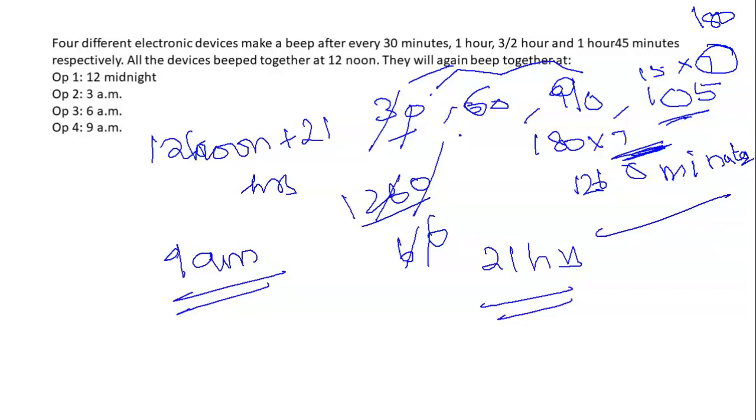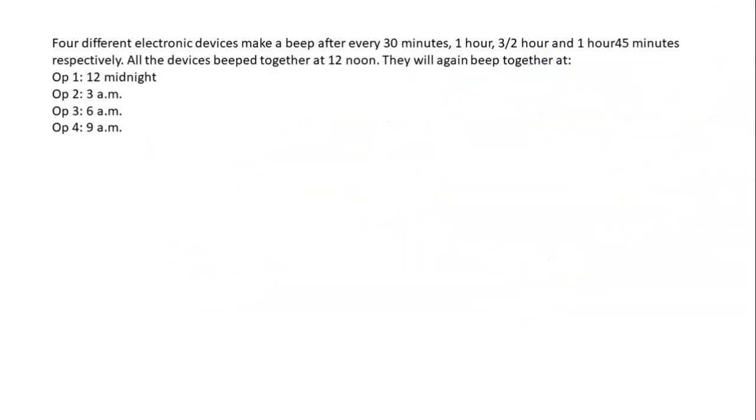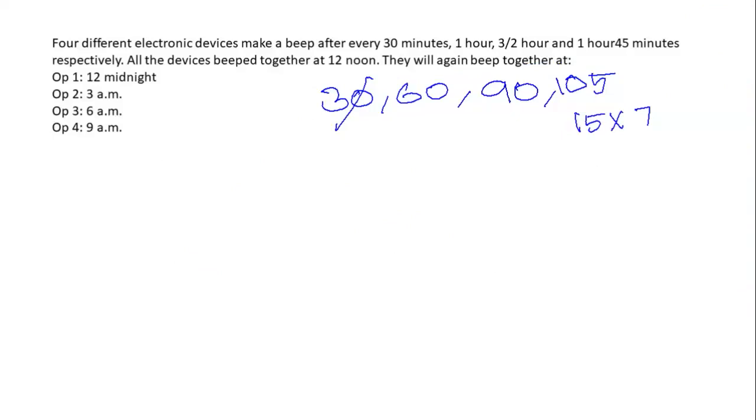See, what I'm telling you here is 30 minutes, 60 minutes, 90 minutes, 105. Okay, that is what is given. So 30, 60, 90, 105. We know 30 is already present in 60 and 90, so we can drop it. 105 can be written as 15 into 7. The other number is 15, common, so we can drop that itself. I'm not bothered about this 15, but I'm bothered about this 7.